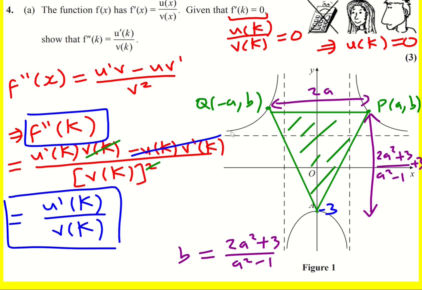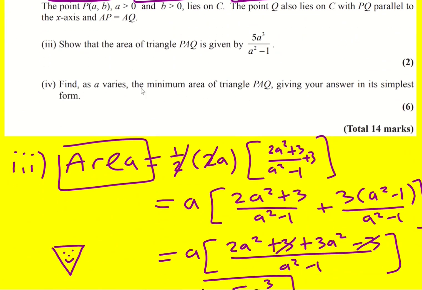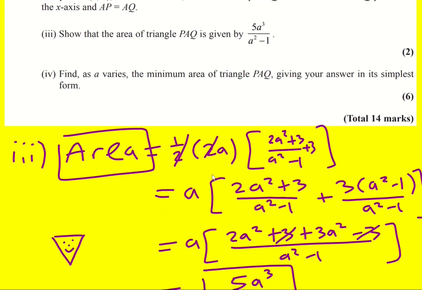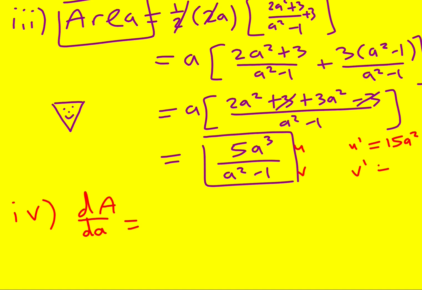But there's going to be a point at which we get a minimum. But actually, what's generally expected is that we still prove it's a minimum. I don't know if words to the effect of what I've just said would count. So we have the area. We're going to need to differentiate. Now, if this is u and this is v, then u dash will be 15a squared and v dash will be 2a.